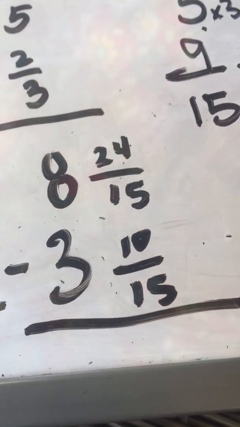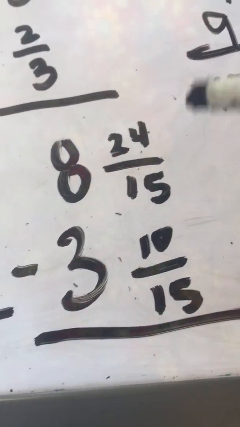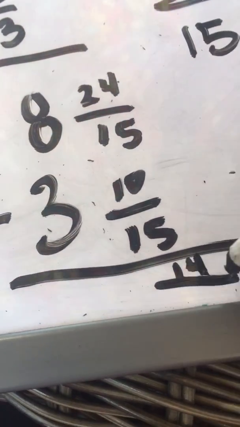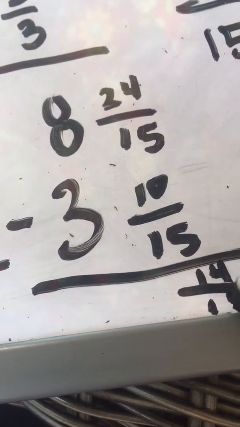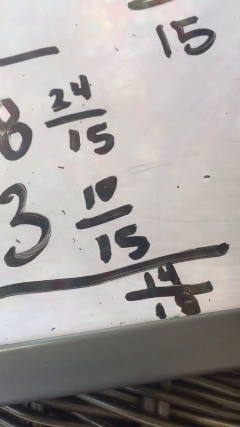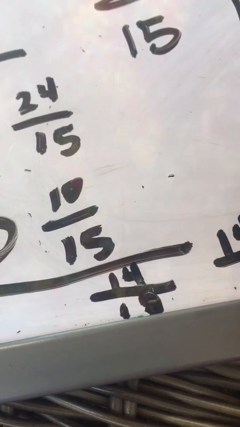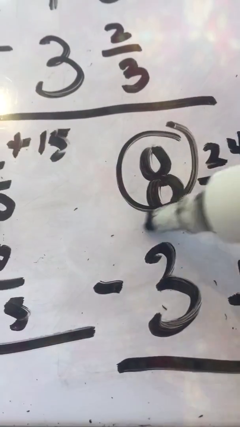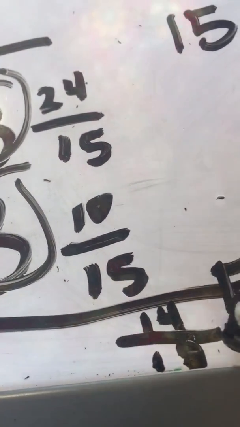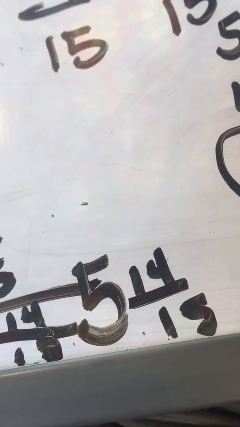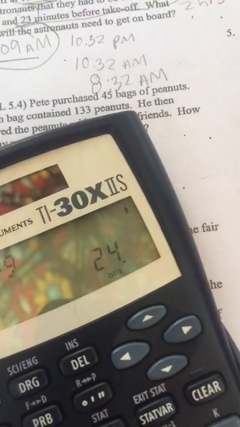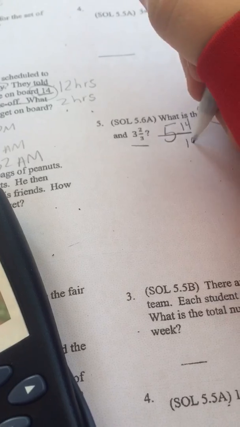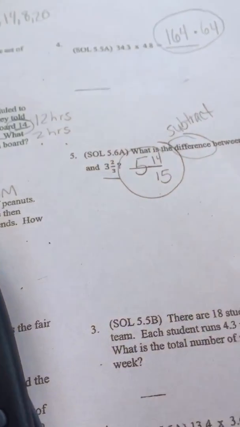So it works out really nicely. 24 minus 10 is going to be 14. And my denominator, if I can squeeze it, is 15. So let's maybe rewrite this a little nicer over here. Still about the same. But our whole numbers, 8 minus 3, gives us a whole number of 5. So our answer is going to be 5 14/15. And after that, you are all finished.